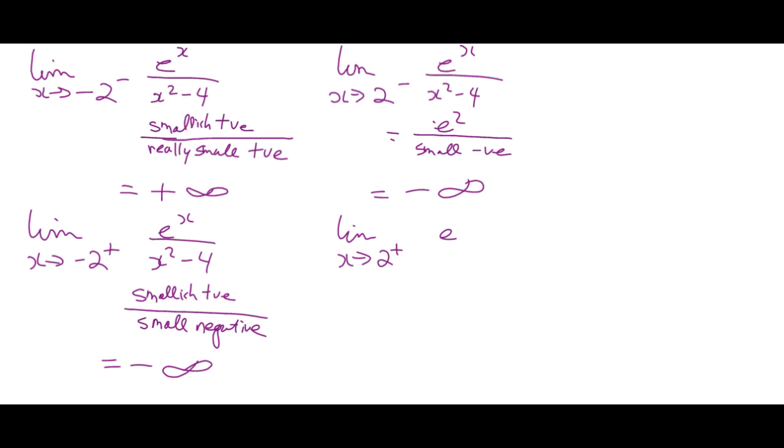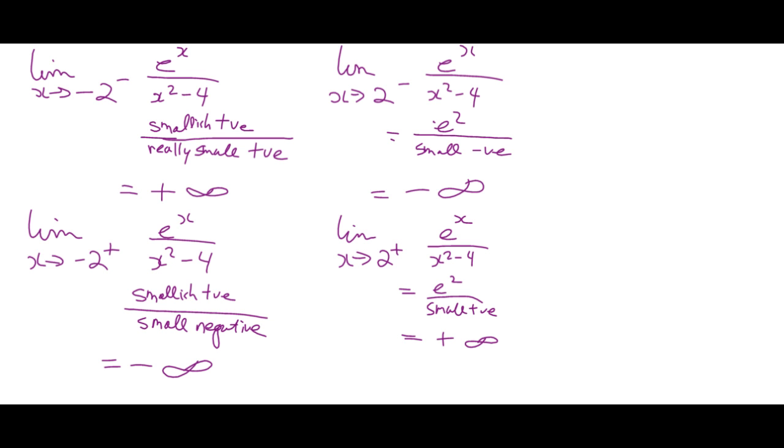And as we approach 2 from above, e to the x over x squared minus 4. So e squared over a small positive, because now we're coming from above 2, so we have a number just above 4. Minus 4, this will be a small positive, which leads us to positive infinity.